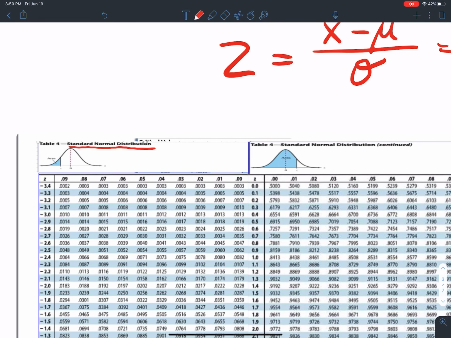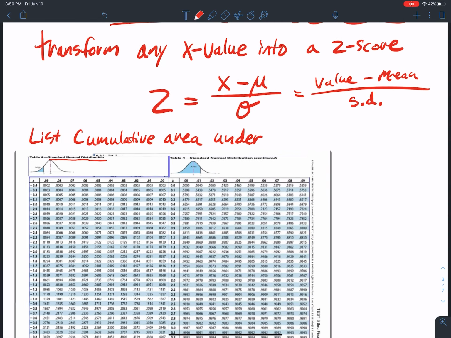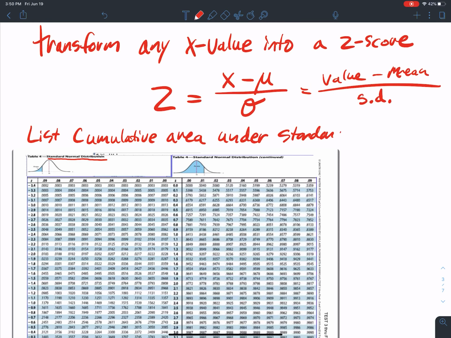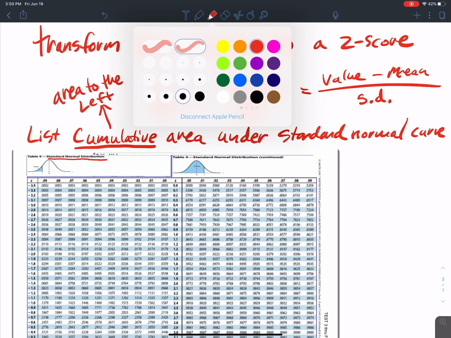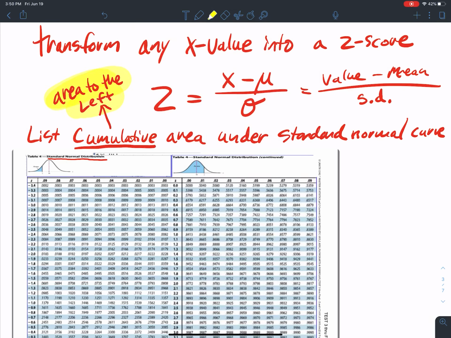Now, this list is the cumulative area under the standard normal curve. Okay? Now, cumulative area is a fancy way to say area to the left. Okay, so area to the left. So emphasis here, guys. You need to know this. You might see this again. Area to the left means cumulative area.